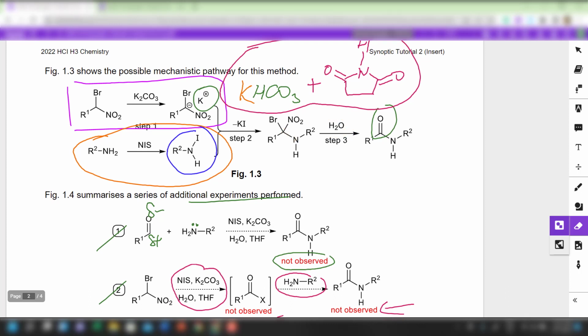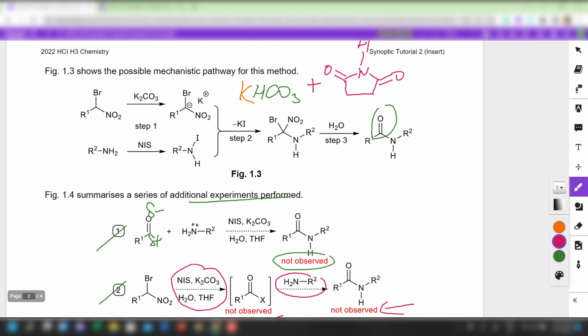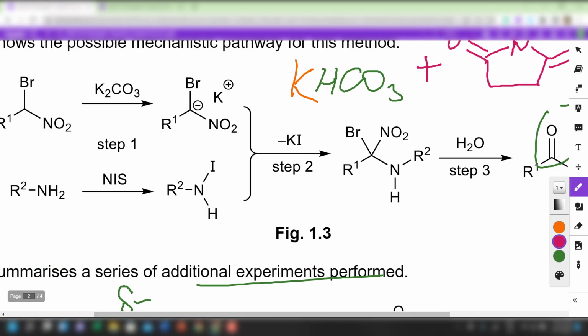Okay, so I'm just going to erase this portion so that you are able to see what is present. Step 2 involves the carbon anion. If you look at the carbon anion, this particular carbon will have a lone pair of electrons. You notice what happens here is that KI is being released. So if KI is being released, that means that your iodine will leave as an I- and not an I+.